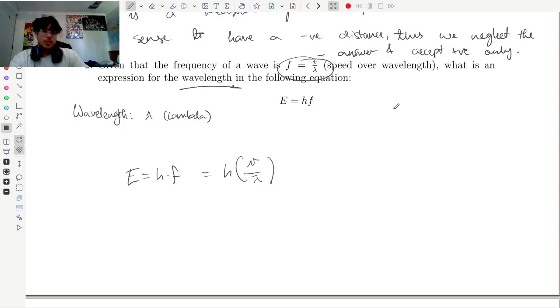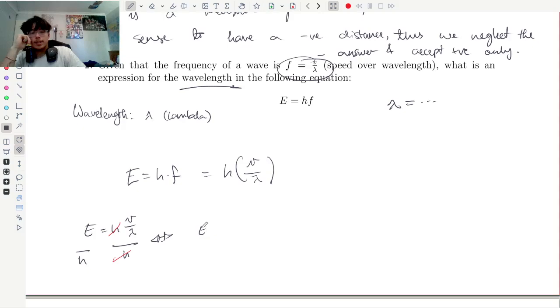So what that means is we have to isolate lambda. We'll need lambda equals something. So E is equal to h v on lambda. We're going to do what I did before with the k. I'm going to divide both sides by h. So this is h, and then this cancels with this. So then I'm left with E over h is equal to v on lambda.